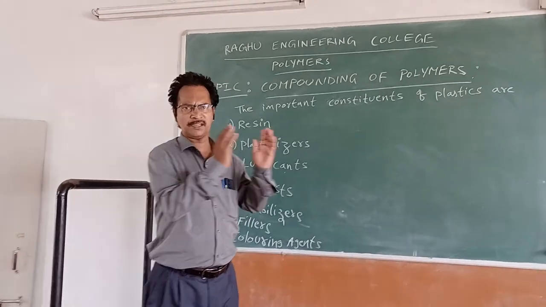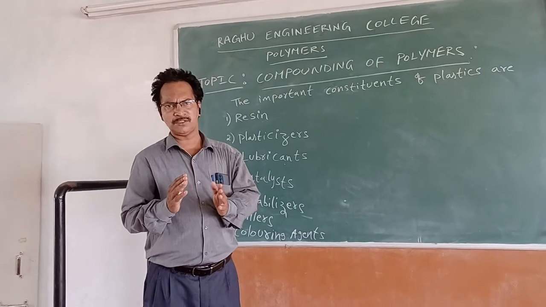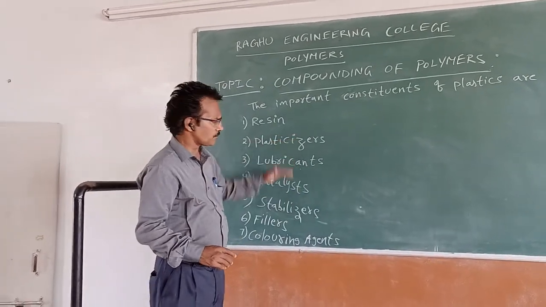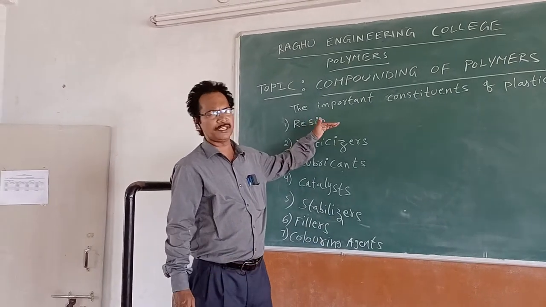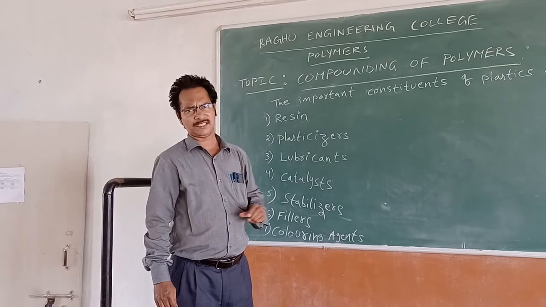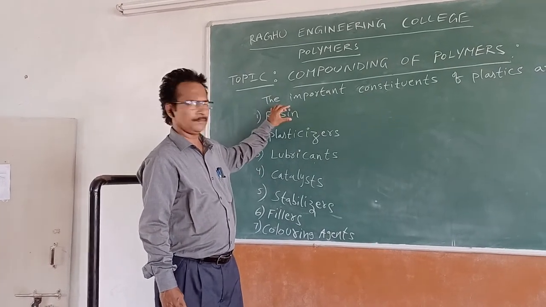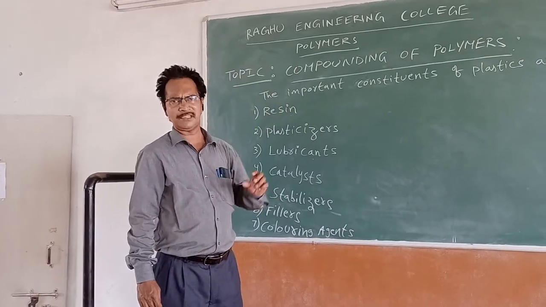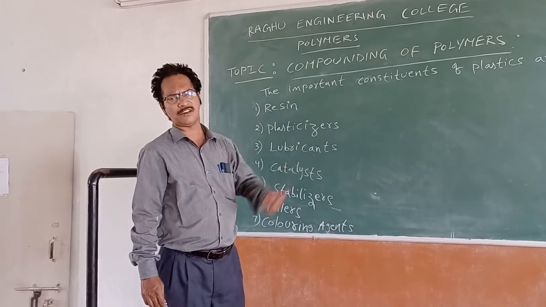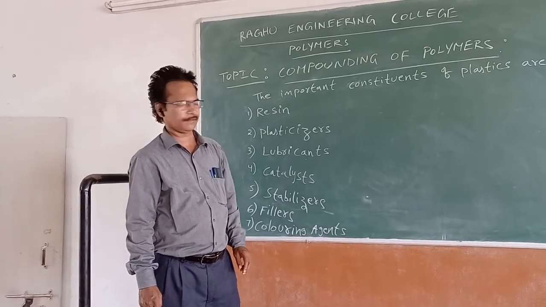So resin is the important compound. Resin is synonymous with plastic, and plastic is synonymous with resin. That means without other constituents also you can make an article using resin, but there may be a lack of some properties. But you can make something like a table or chair with only resin also. So resin forms a major constituent of the polymer or plastic.